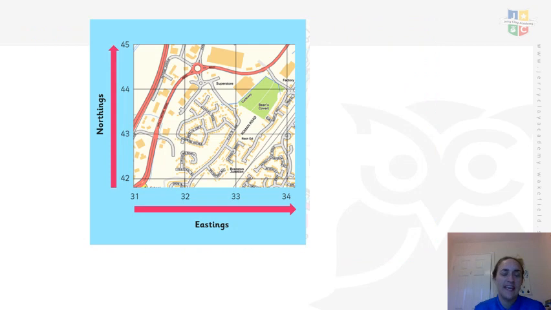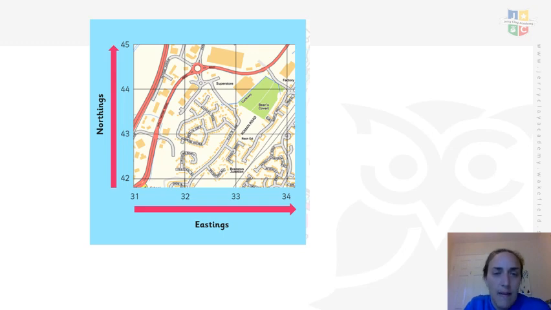Good afternoon, everybody. As you can see, we're going to be having a look at six-figure grid references today, following on from our work on four-figure grid references last week. Hopefully, if you look at the picture on the screen, you can remember that we have grid reference numbers going from left to right, called the eastings, and then going from north to south, called the northings. They go up the side.